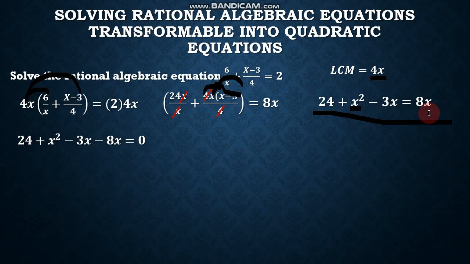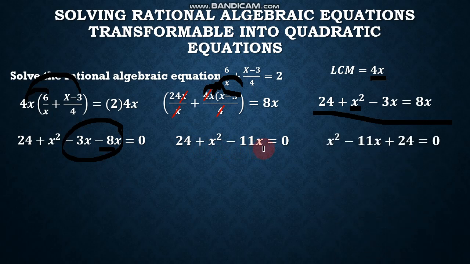Write the resulting quadratic equation in standard form. So by transferring 8x to the left side, from positive 8x, it becomes negative 8x. And then combine like terms. So we got 24 plus x squared minus 11x. Rearrange: x squared minus 11x plus 24 equals 0. From here, we can use any of the four methods, but I'm gonna use factoring. Try factoring. The factors are (x minus 3) times (x minus 8) equals 0.